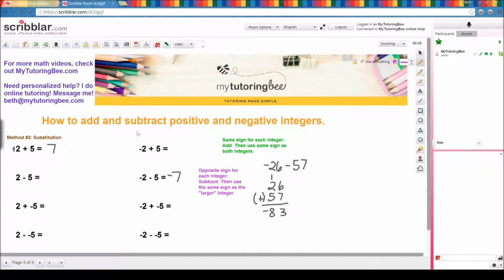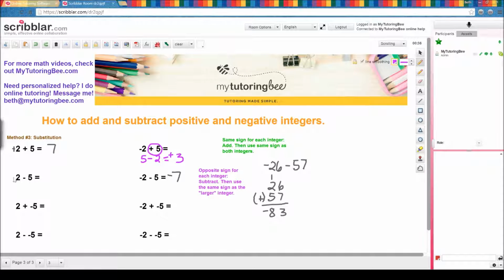But okay, let's look at this problem. I've got a negative 2 and a positive 5. Those are opposite signs for those integers. So I'm just going to think in my head 5 minus 2. I just really want the difference of these two integers. So 5 minus 2 is 3. However, my larger integer, the one that has the most weight, I guess you could say, is the 5 because it's a positive. So my answer is going to be a positive 3.